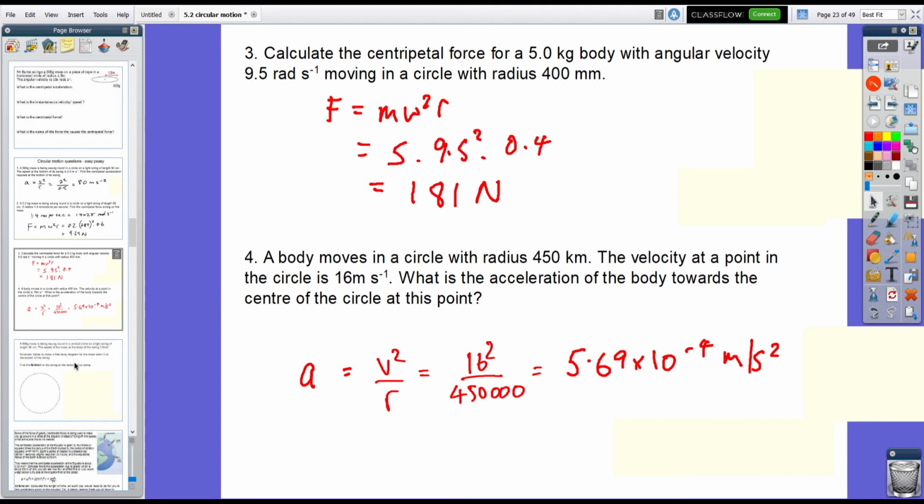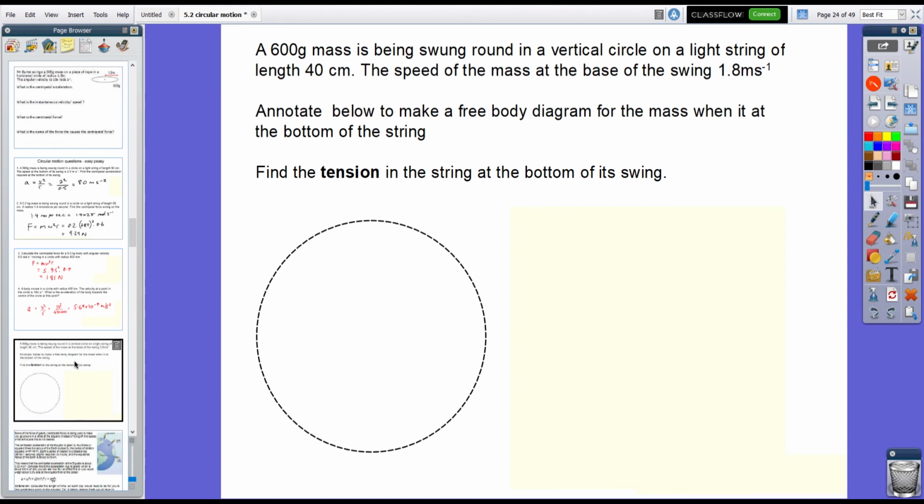Okay. A little introduction to where you will start finding things getting a little bit more tricky. Let's read this question. A 600 gram mass is being swung round in a vertical circle on a light string of length 40 centimeters. The speed of the mass at the base of the swing is 1.8 meters per second. Annotate below to make a free body diagram for the mass when it's at the bottom of the string. Find the tension in the string at the bottom.